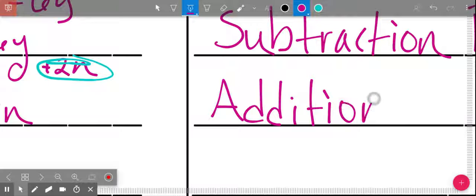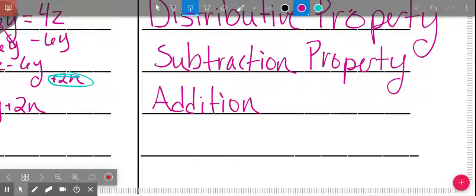Remember, the property always is telling you what did you actually do in that step. Well, in that step, we added.